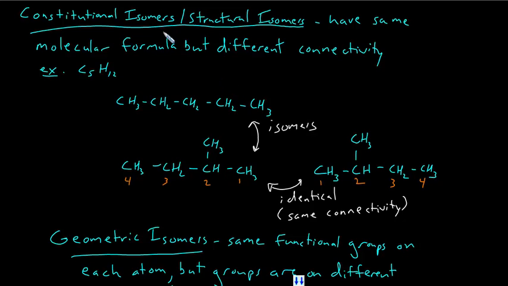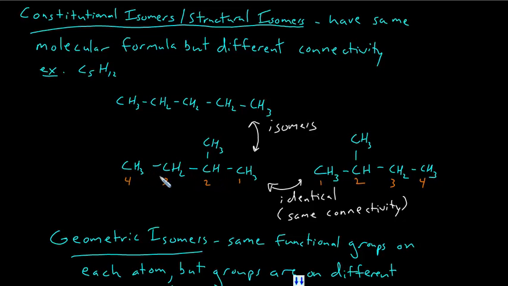Constitutional isomers, also called structural isomers, have the same molecular formula but different connectivity. So for example, this is pentane. It has just 5 carbons with enough hydrogens on them to make them stable, and it's just in a straight line. But this is 2-methylbutane.